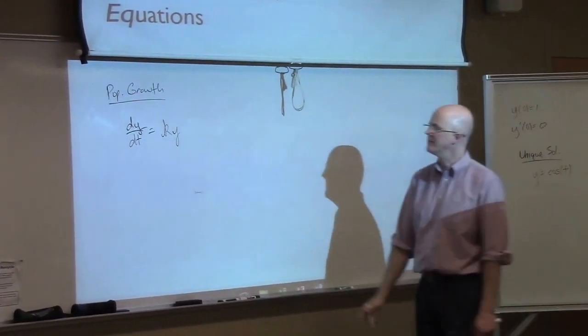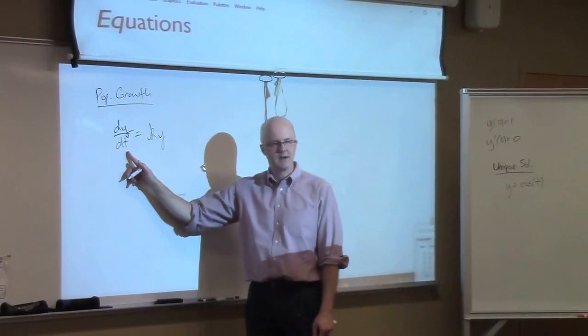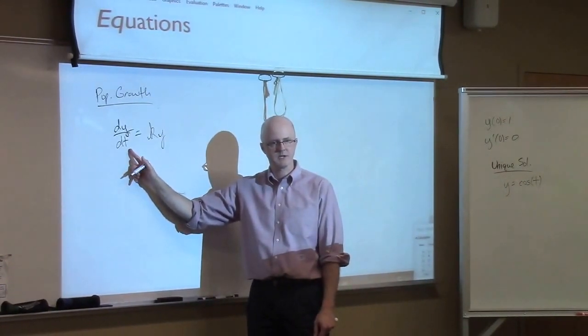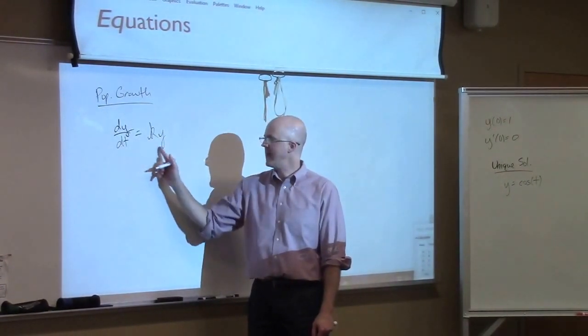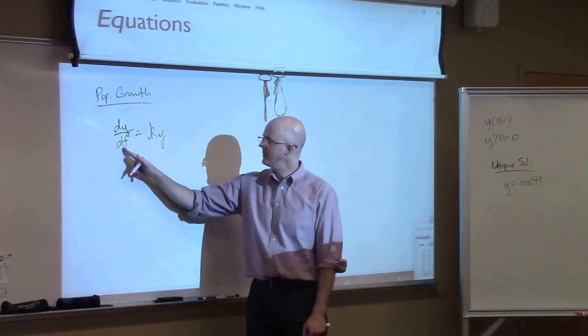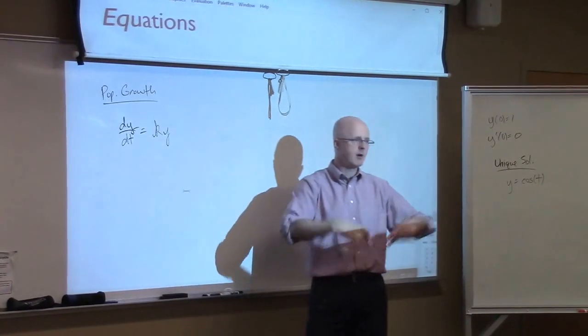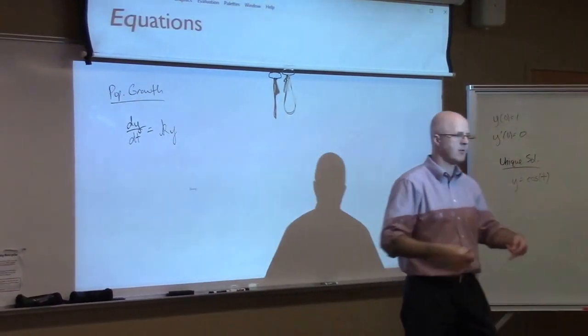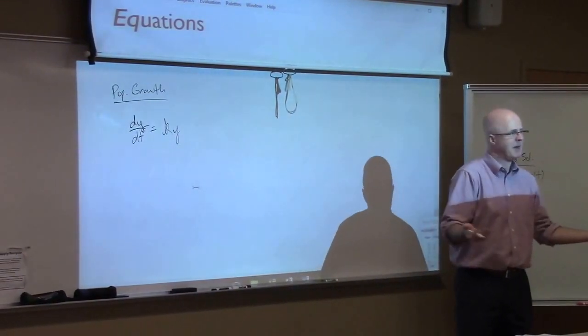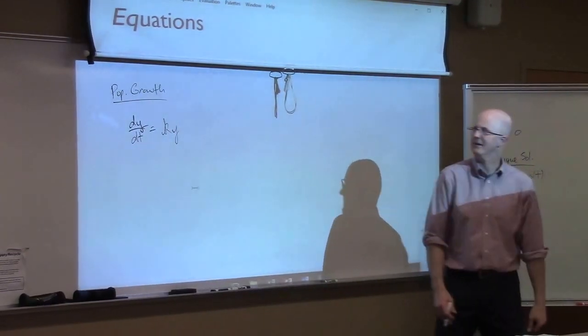Think about this again. The rate of change of the population with respect to time is what the derivative represents. By saying these are equal, you're saying dy/dt, that rate of change, is proportional to y. The more people there are, the more babies that are born. The more rabbits there are, the more babies are born. That's a basic, reasonable sounding assumption, right?